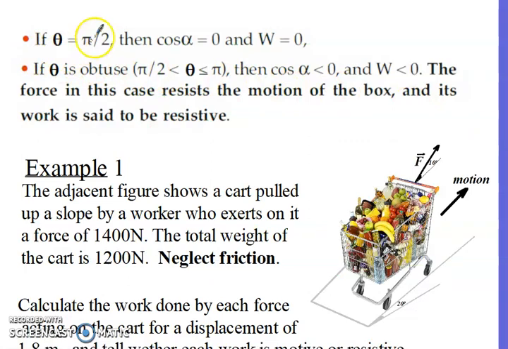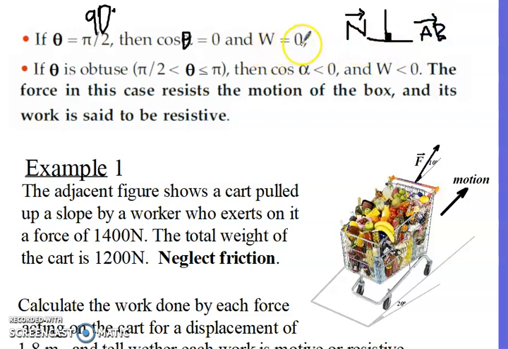But if theta is 90 degrees, pi over 2, then cosine theta is 0, right? Then the work done by the force is 0. This is the case of the normal. You know that the normal force is perpendicular to the surface, which means perpendicular to the vector AB. So the angle between the two vectors is 90 degrees, so the work is 0.